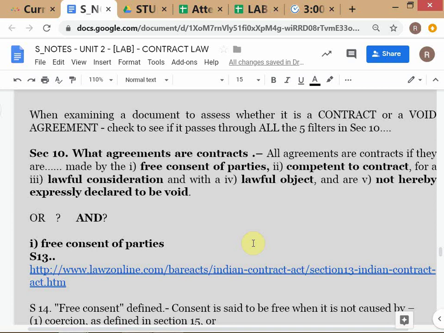Okay. So third, you have understood what is lawful consideration. If the consideration is not lawful, it will fail. The contract will not pass through filter number 3. Filter 4 is lawful object. Object is similar to consideration. It's not been distinguished in the Contract Act.